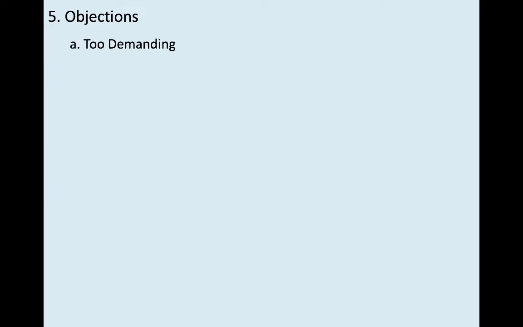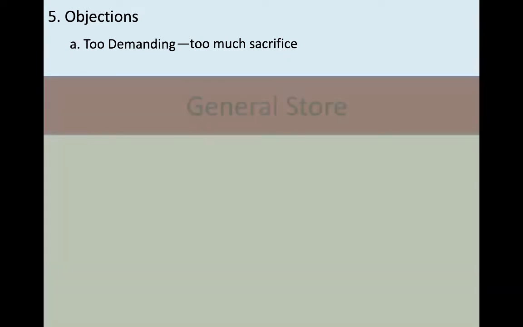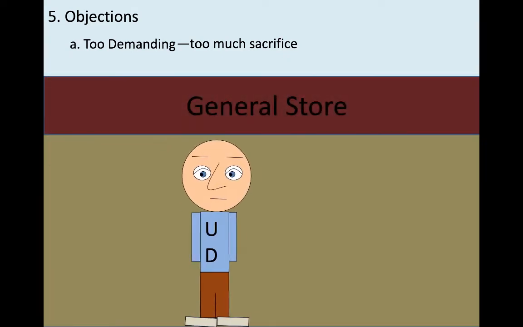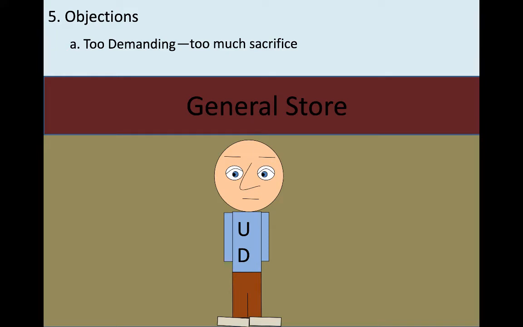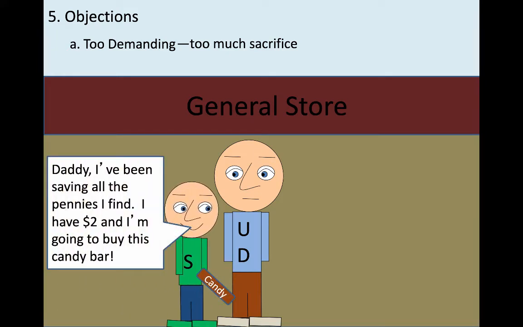The first objection comes in two forms, and it says that Mill's theory is too demanding. One version of the theory says it requires too much sacrifice of us. So let's look at a version of this objection. Here we have a utilitarian dad. That's what the UD stands for. And we have the son. That's what the S stands for.